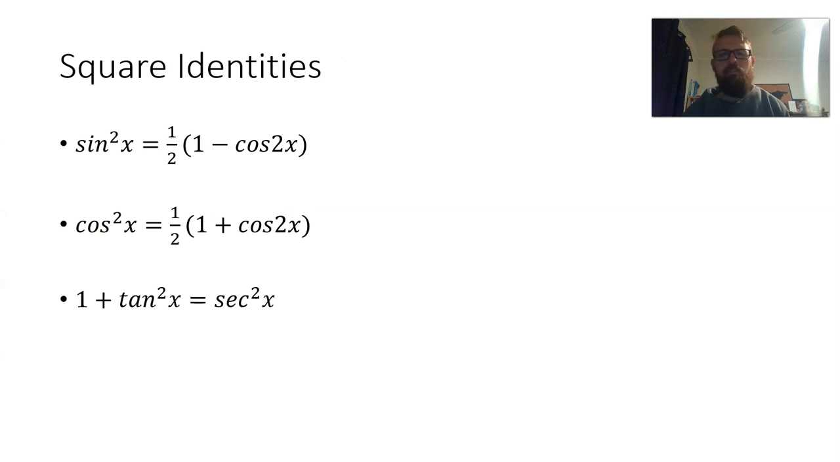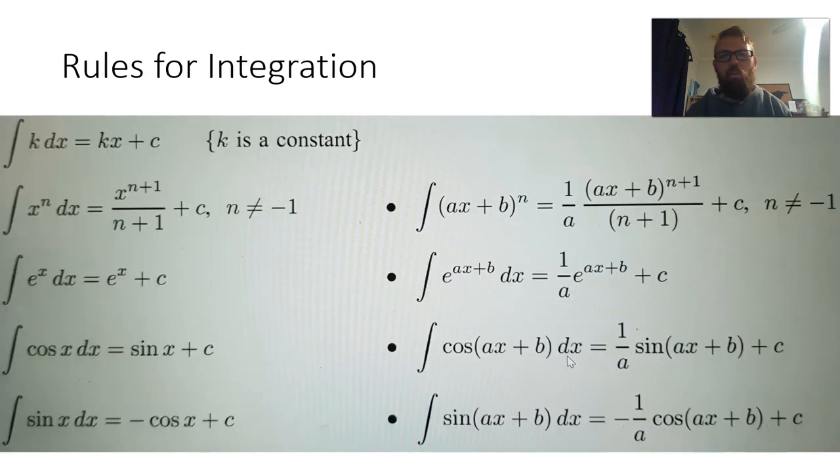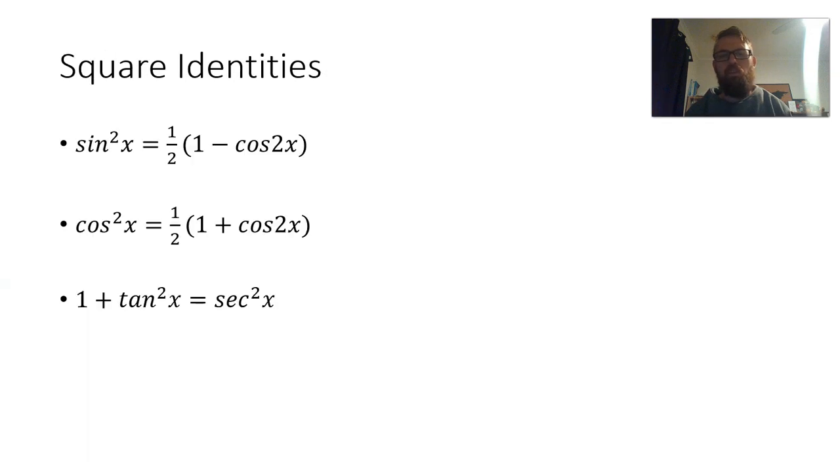So let's have a look at those square identities. If you get something like sine squared x, it's difficult to integrate unless we change it into its identity form. Sine squared x, we can change to 1/2 lots of 1 minus cosine 2x, and that's going to give us a constant half and cosine of 2x. Now if we go back to our rules for integration, we can integrate a constant and we can also integrate cosine of 2x. So we can use both of those terms, integrate, and then work from there.